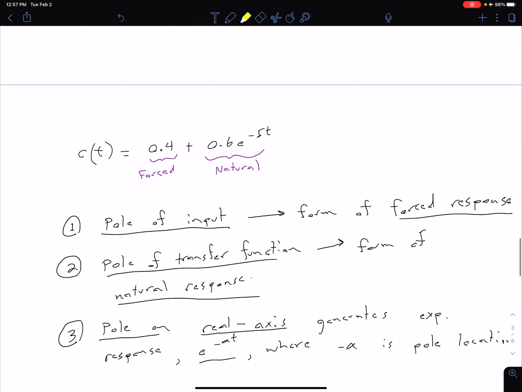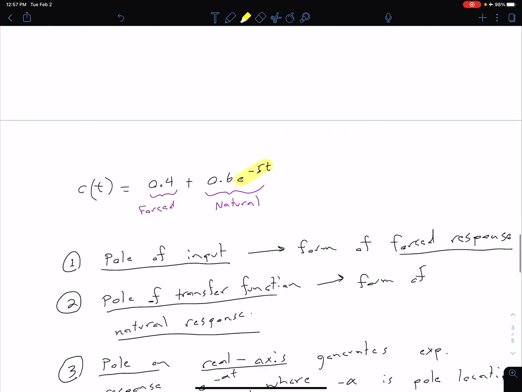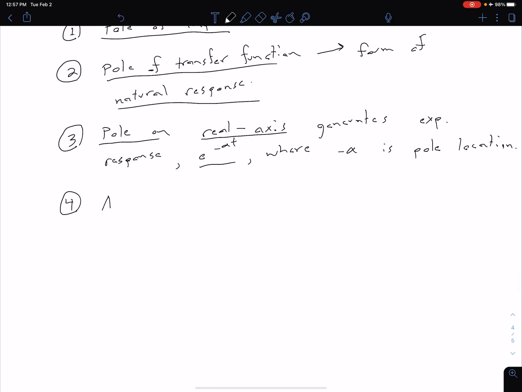And so in particular now we're looking at this e to the minus 5t, and what we're saying is because we had this pole at negative 5, that means we're going to have an e to the negative 5t in our natural response term. Okay, and then one final observation we can make here is that the amplitudes of both our forced and natural response are due to both the input and the transfer function.